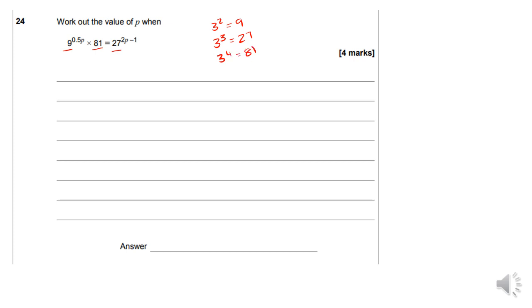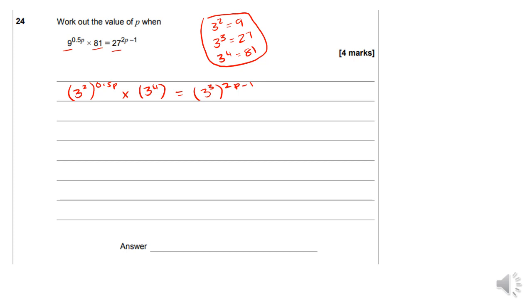So I can get all of these in terms of 3 and then think about how the powers interact with each other. So first off, I've got 3 squared all to the power of 0.5p. I'm multiplying that by 3 to the power of 4, and that equals 3 cubed all to the power of 2p minus 1. So all I've done is kind of substitute these powers in place of 9, 27 and 81.